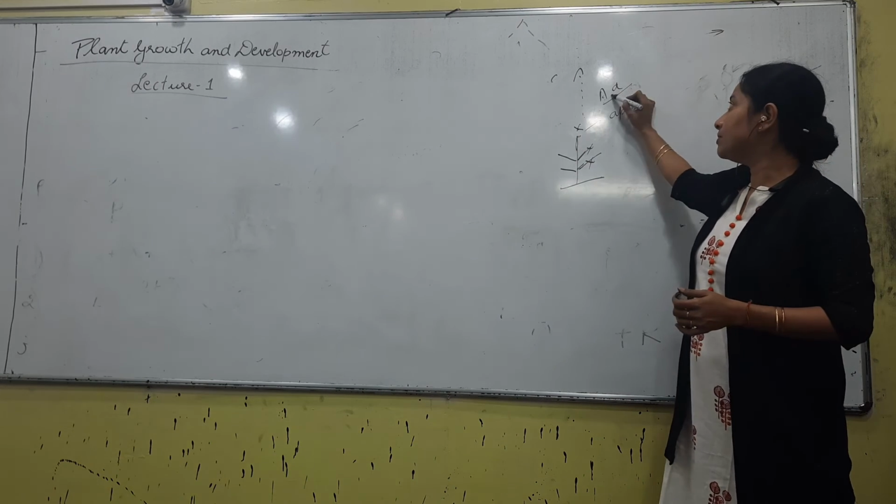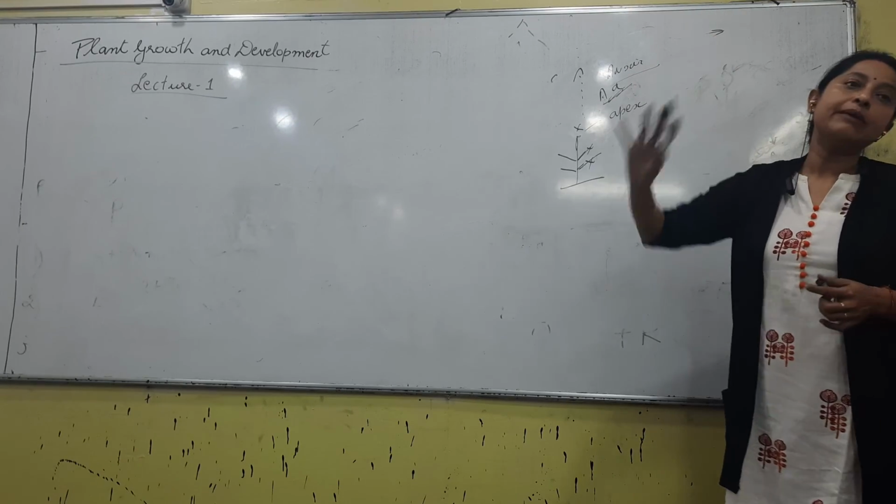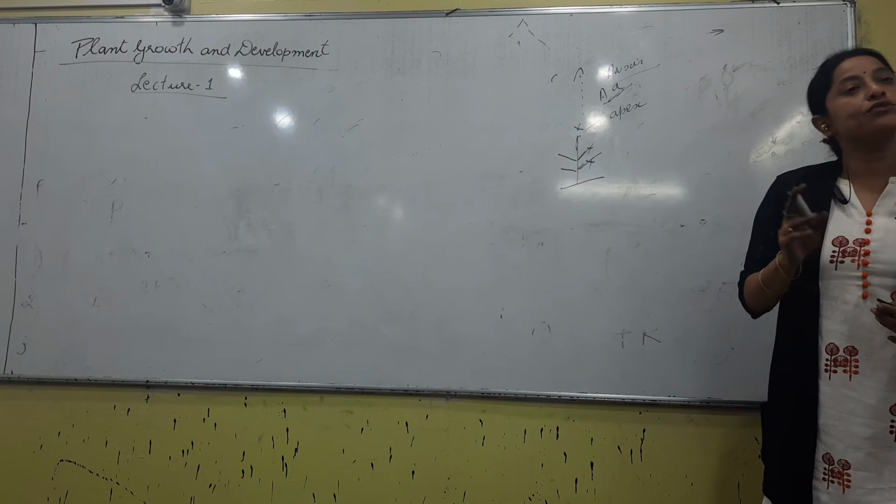So who is responsible for apical dominance? Auxin. Elongation of the apex. It could be shoot apex, it could be root apex also.